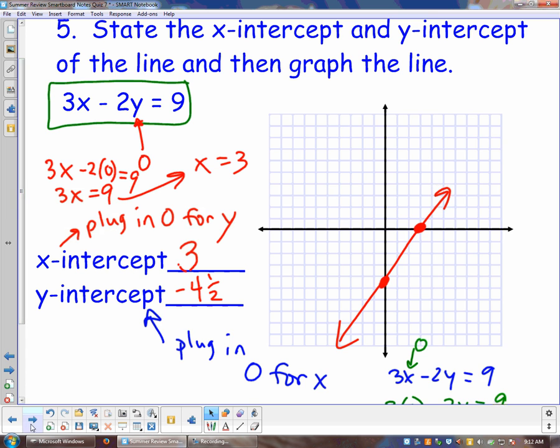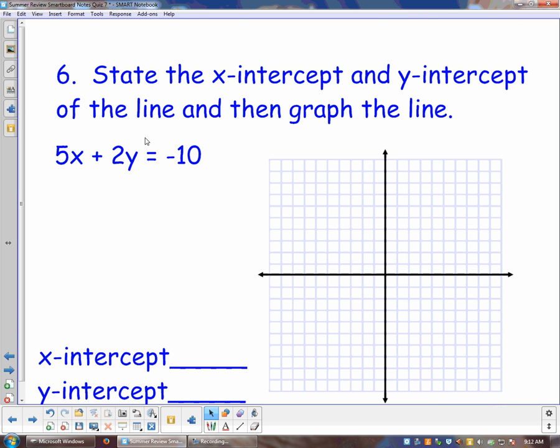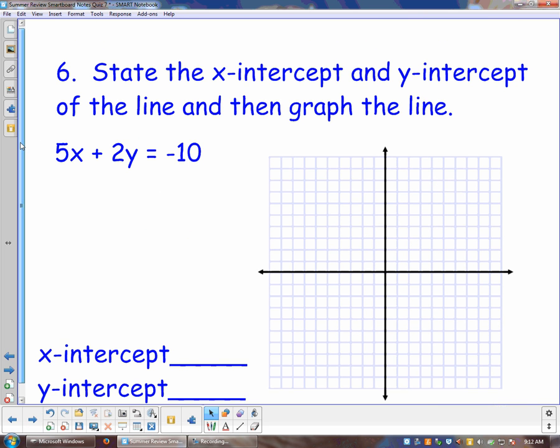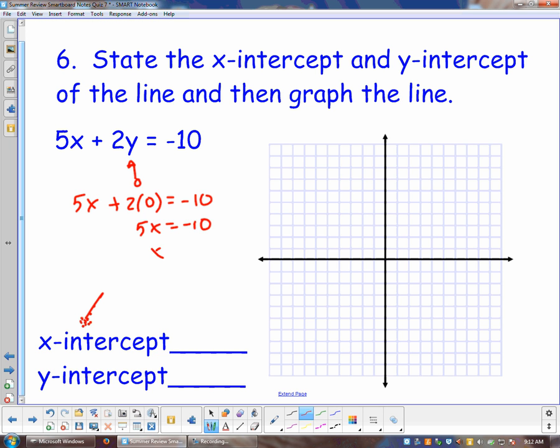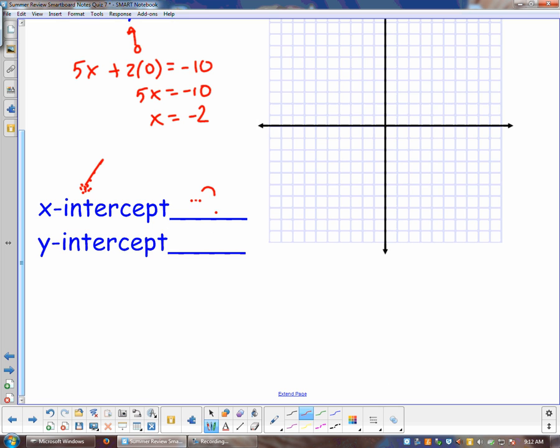Let's do one more of those. State the x-intercept and y-intercept of the line, and then graph. It's 5x plus 2y equals negative 10. Again, if we plug in 0 for y, we can find the x-intercept. So I'm going to plug in 0 for y here. I get 5x plus 2 times 0 equals negative 10. If 5x equals negative 10, I get x equals negative 2 when I divide both sides by 5. So my x-intercept is negative 2.